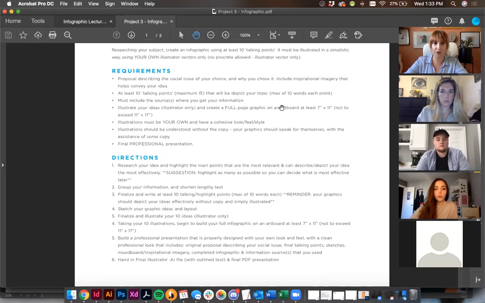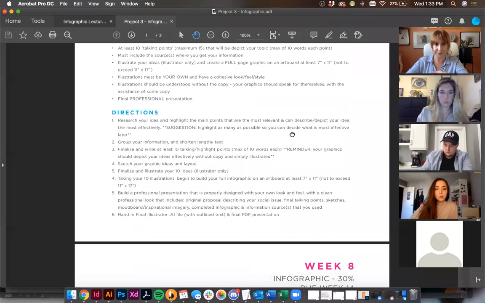Again, they must be your own and have a cohesive look and feel. I don't want to see one design style here and another one over here. It's an infographic especially, so it should generally be quite simplistic. Simplistic is probably not the right word, but it should have a cohesive look and feel. Illustrations should be understood without the copy. You should be able to see it and essentially get what it's saying, and the graphics should speak for themselves, and then the copy is going to assist it.